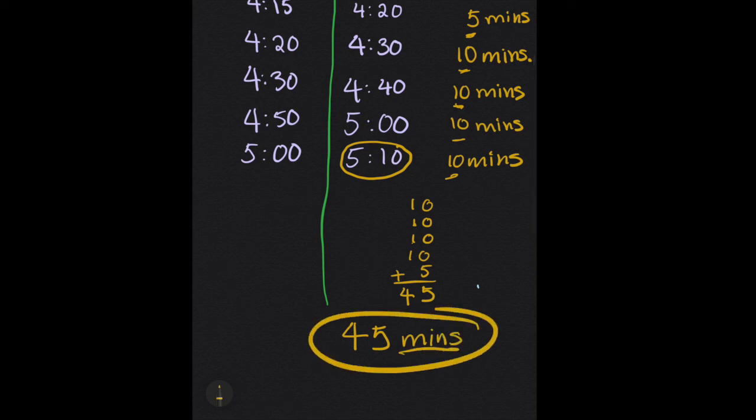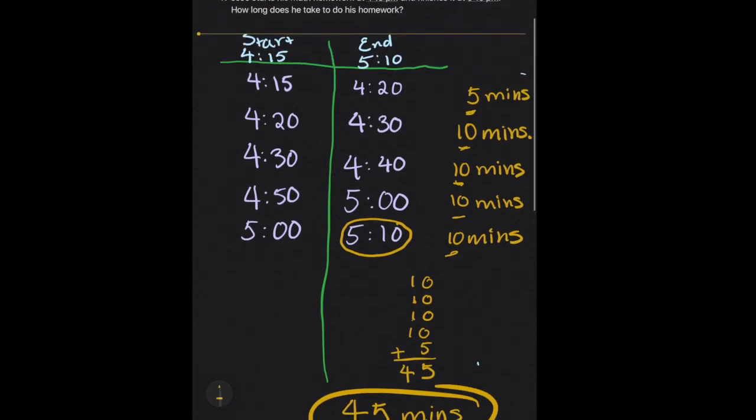And it's always important to include what we call our unit. So our unit is minutes. If we were counting in hours, we would have hours. If we were counting in minutes and hours, we would have to say which is the hours and which is the minutes. Okay? So let's try another one together.